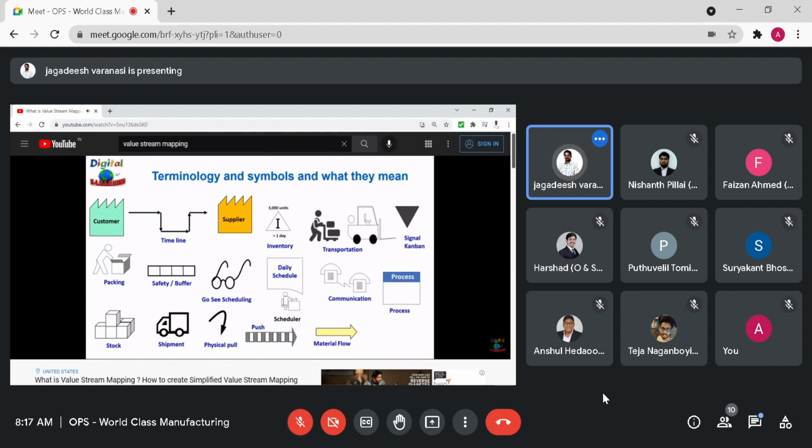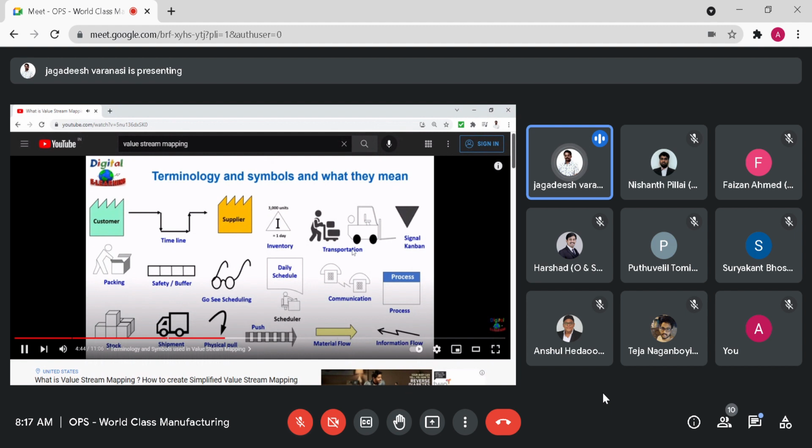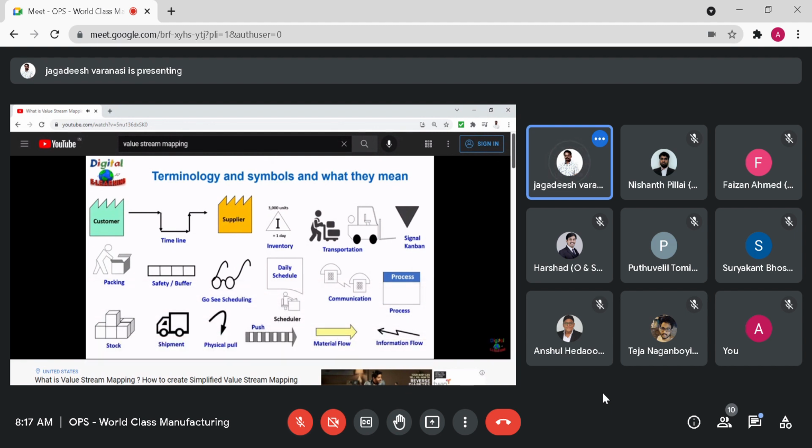signal Kanban. Then we have the process, which denotes with the process at the top of the heading. And finally, we have the information flow. So these are the most common types of symbols that we are going to use in a value stream mapping. There are actually more than these, but these are the most relevant symbols I have taken.